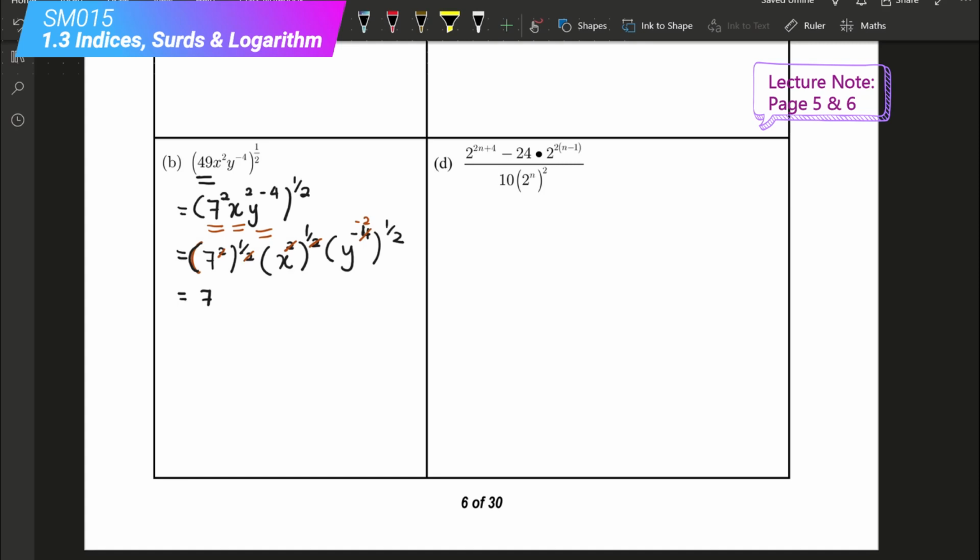So it will become 7x y to the power of negative 2. But that's not the final answer yet. If there is a negative sign, make it in the form of a fraction. So for the final answer, we have 7x over y square. So that's the final answer.